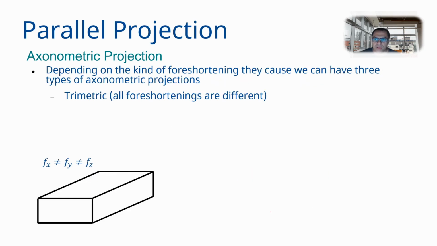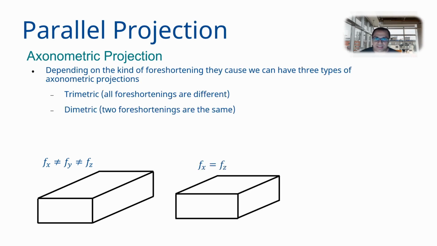If the foreshortening ratios in all the three axes are different, that means we get different foreshortenings along the x-axis, the y-axis, and the z-axis. Then we get what is known as a trimetric projection. If fx is equal to fz, or fx is equal to fy, or fy is equal to fz, that is, if any two foreshortenings are the same, then we get what is known as the dimetric projection.